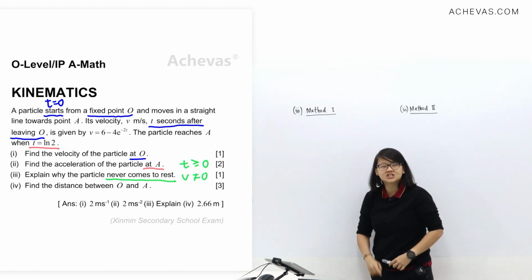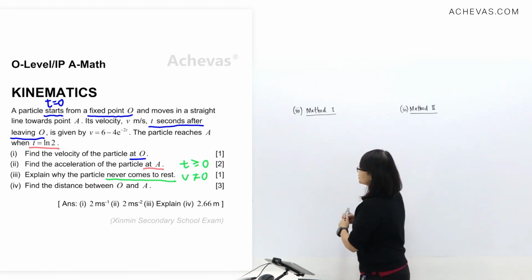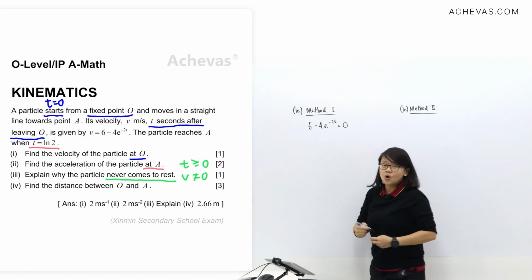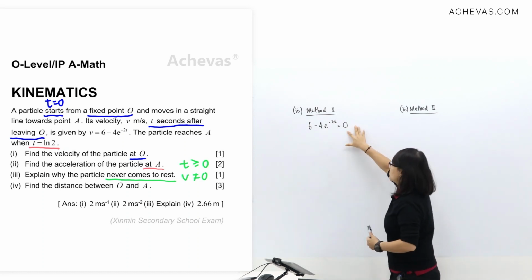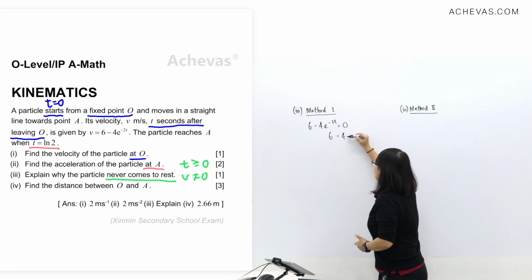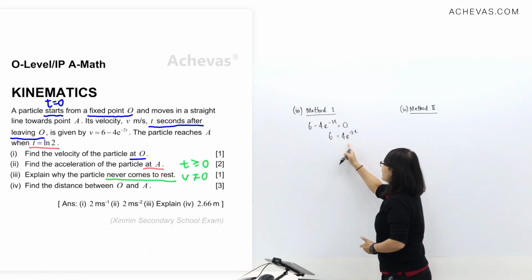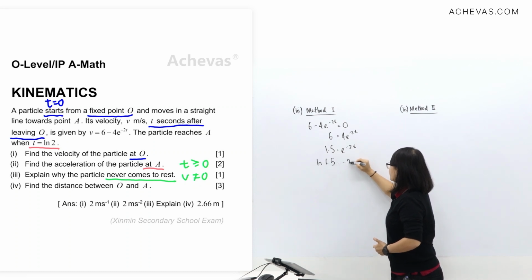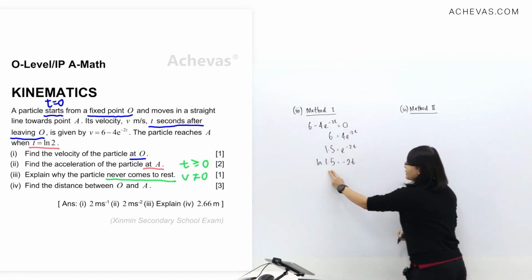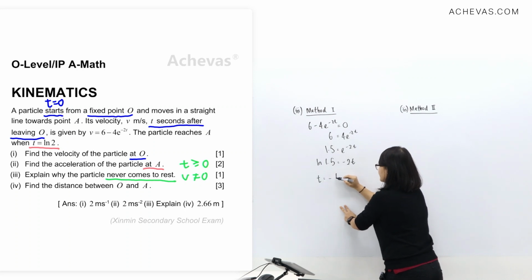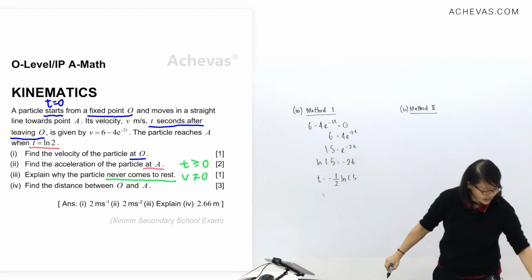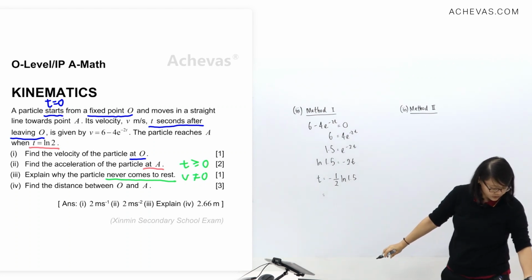Method number 1, we're going to just equate velocity to 0. So I have 6 minus 4e negative 2t equal to 0. We're going to solve for the time for this equation. So I'm going to move 4e power negative 2t to the right, then divide by 4. Next step, take ln both sides. And now I'm going to divide by negative 2. So I write it this way, and I'm going to click my calculator here. I will be getting negative 0.203.